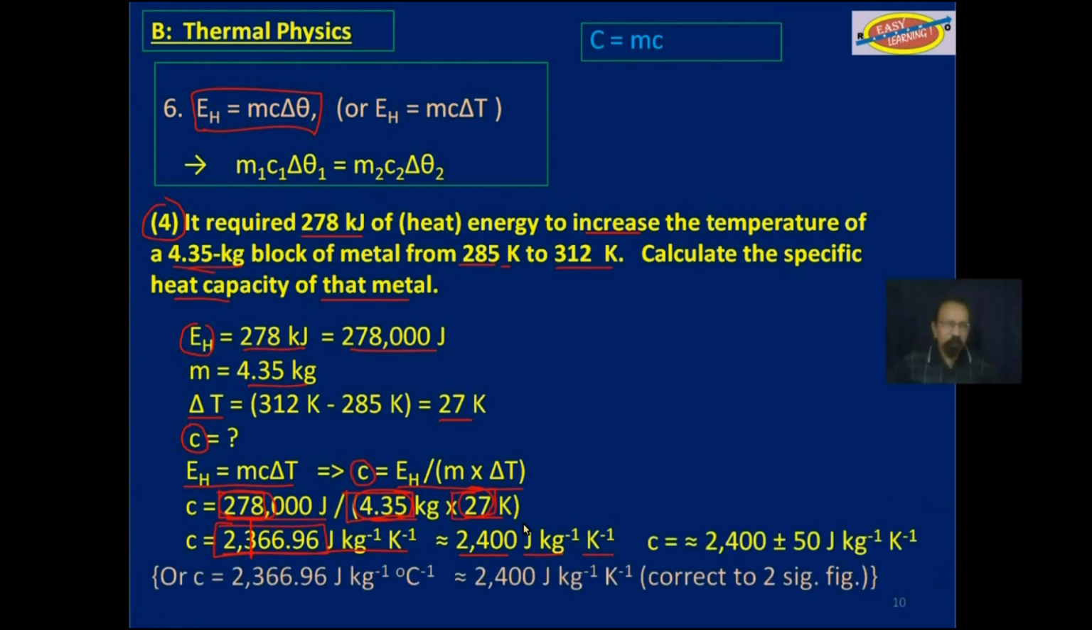Just to make sure, since we are rounding off at this hundredths position, we take half of that, which would give us 50. And so the answer is 2,400 plus or minus 50 joules per kilogram per degree Kelvin. This is also correct, but this is the format we will write for CSEC.